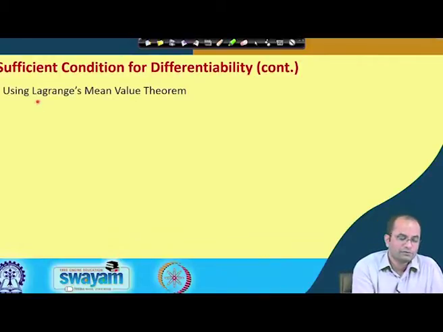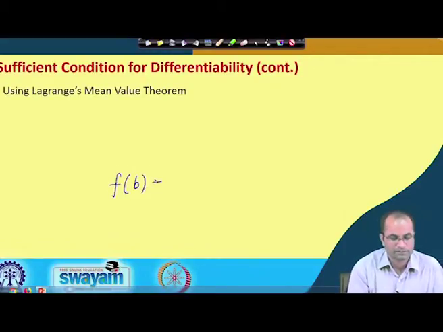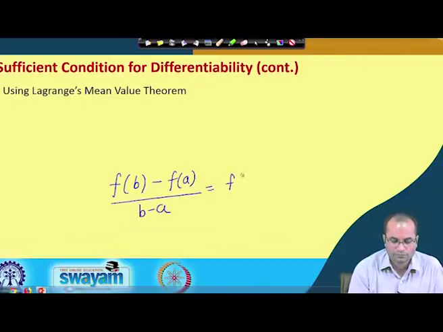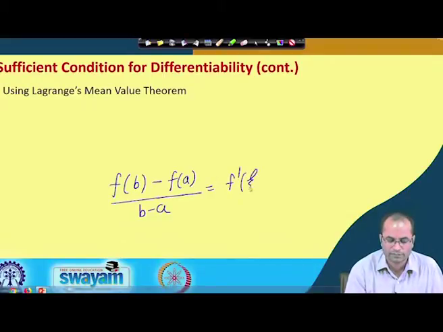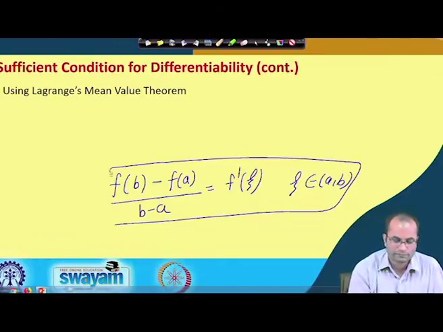Next, we will use the Lagrange mean value theorem. Just to recall, we have a function which is continuous and differentiable in the open interval (a, b). Then (f(b) minus f(a)) over (b minus a) is equal to the derivative at some point in the interval (a, b). That was the Lagrange mean value theorem we have studied before.